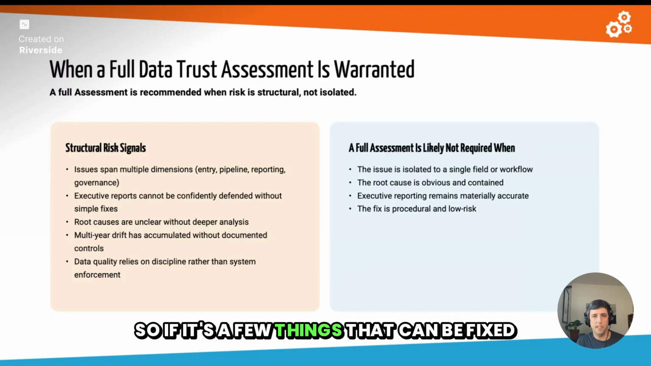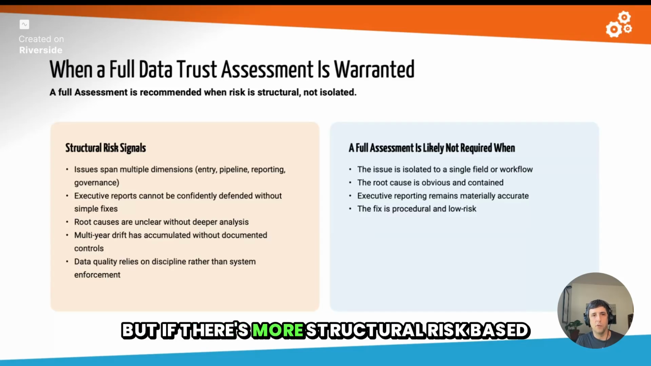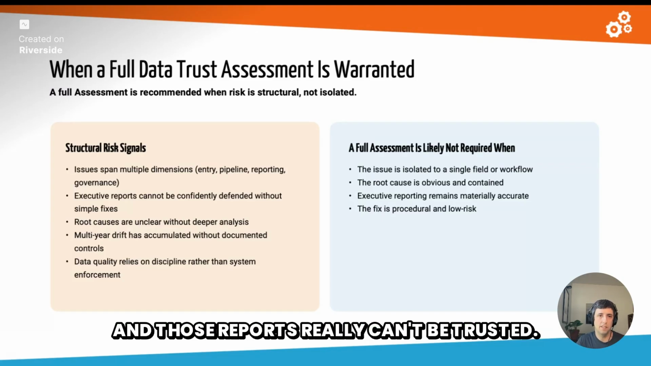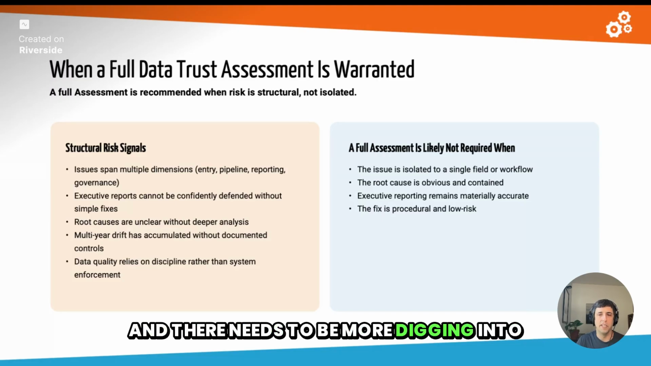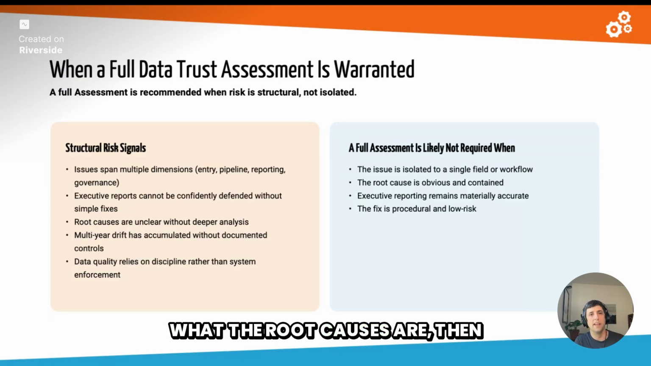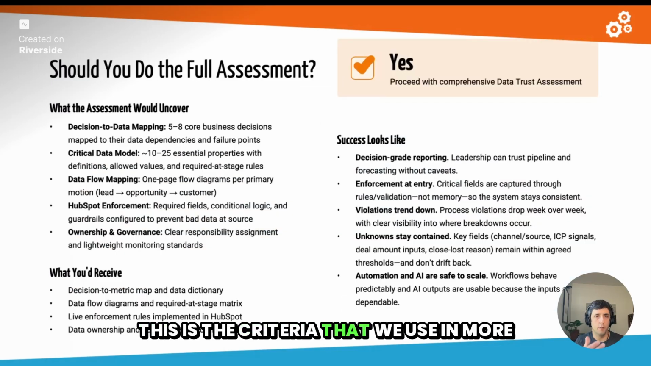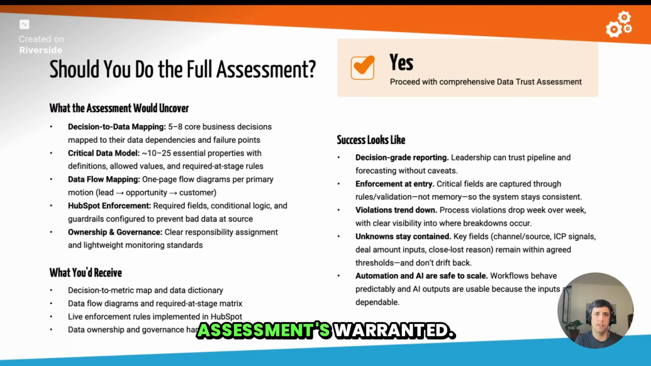So if it's a few things that can be fixed relatively simply, then we wouldn't recommend it. But if there's more structural risk based on varying dimensions, this could be more than a couple things, and those reports really can't be trusted, and there needs to be more digging into what the root causes are, then that full data trust assessment becomes necessary. This is the criteria that we use in more depth to decide whether that trust assessment's warranted.